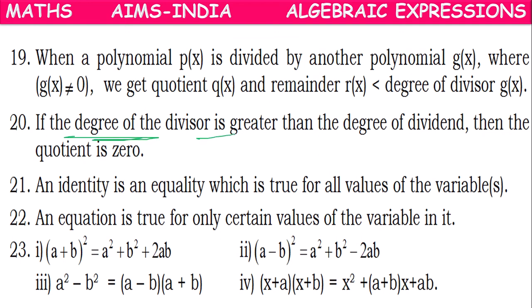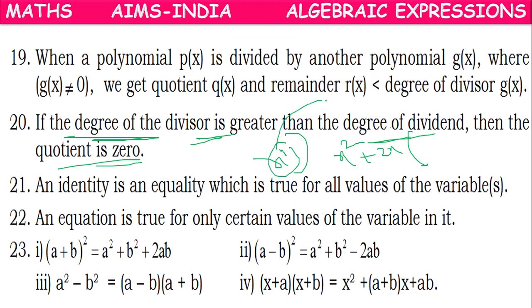If the degree of the divisor is greater than the degree of the dividend, then the quotient is 0. If the degree of the divisor is x to the power of 4 and the degree of the dividend is x square plus 2x, as the degree of the divisor is more than the dividend, it cannot divide it. So the quotient will become 0 and the remainder will become the dividend.